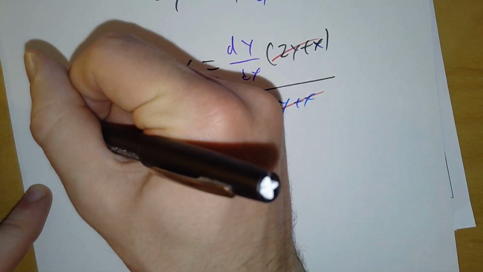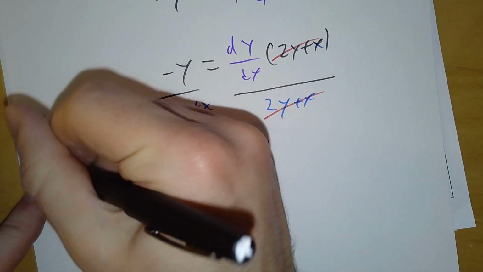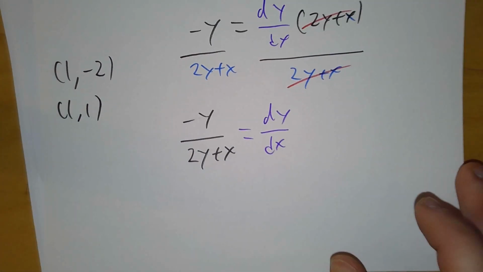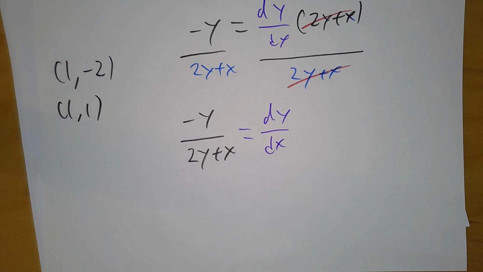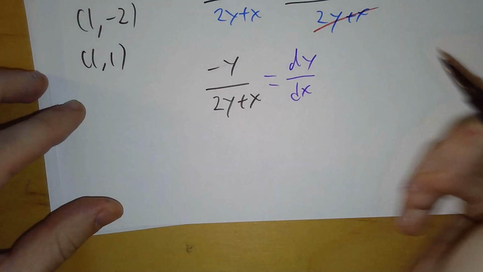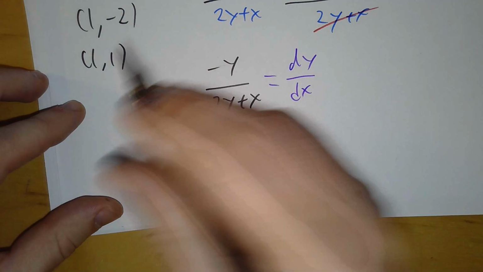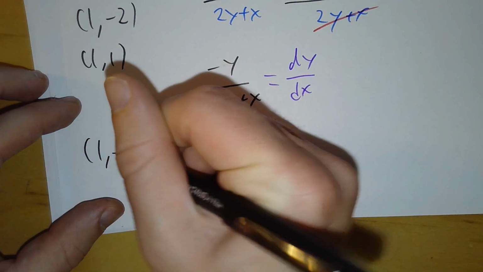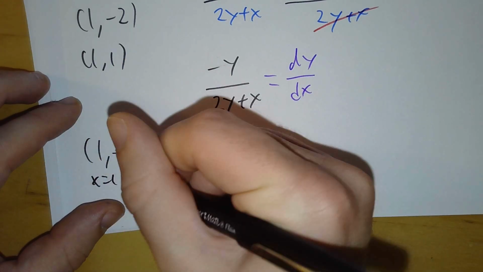Okay, so I've got 1, negative 2 and 1, 1. And remember, we're trying to get the equations to these lines, not just the slopes. We need the equations. Okay, so let's do one at a time. I'm gonna put it down here. Let's take out 1, negative 2. X would equal 1, y would equal negative 2.